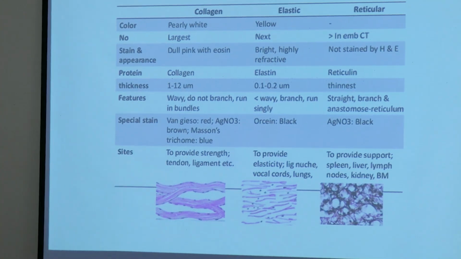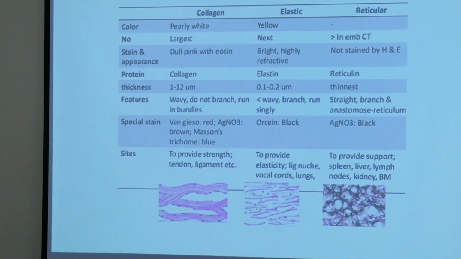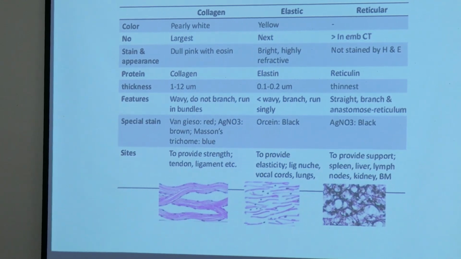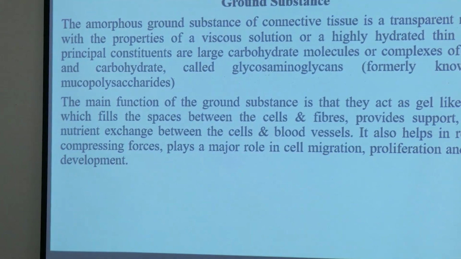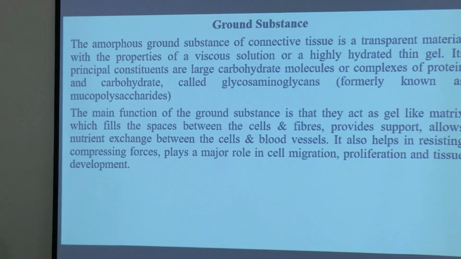Next, what are the sites? As you can see, to provide strength: for example, tendon, ligament. This one provides elasticity: ligamentum nuchae, vocal cords, inside the lung also. And this one provides support: spleen, liver, lymph nodes, kidney, basement membrane, etc. These are the areas where reticular tissues are found. So that is all about the fibers. After that, what is the last one?